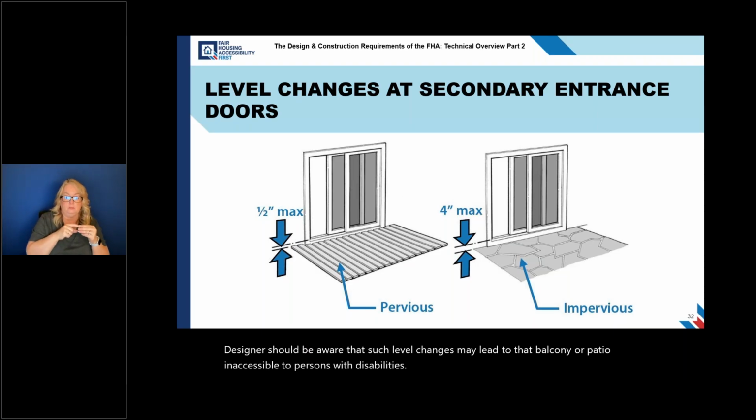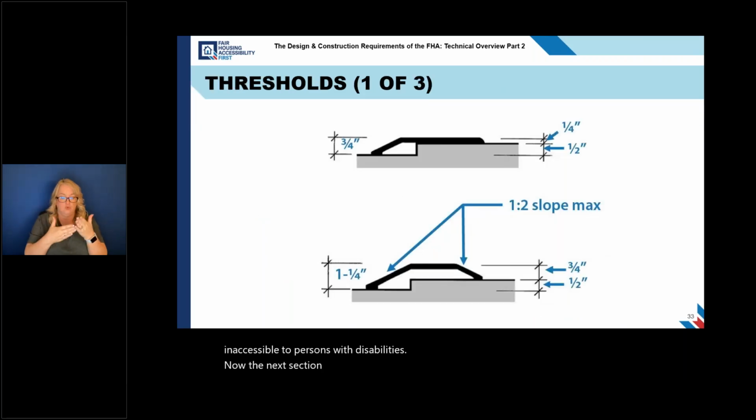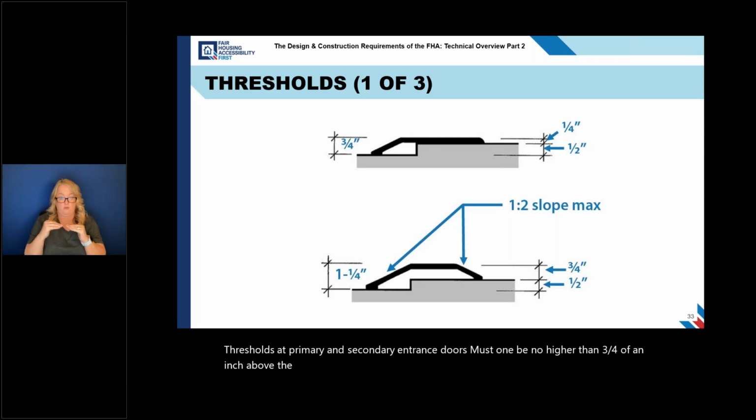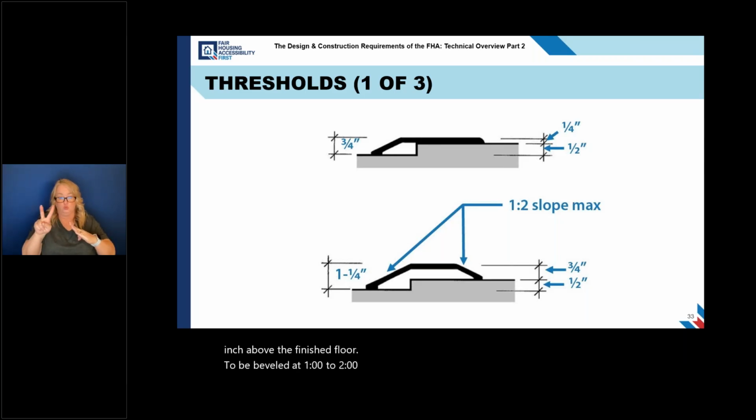Now, the next section of this topic is thresholds. Thresholds at primary and secondary entrance doors must, 1, be no higher than 3/4 of an inch above the finished floor. 2, be beveled at 1 to 2 or less. And 3, not exceed a 1/4 inch of vertical change.